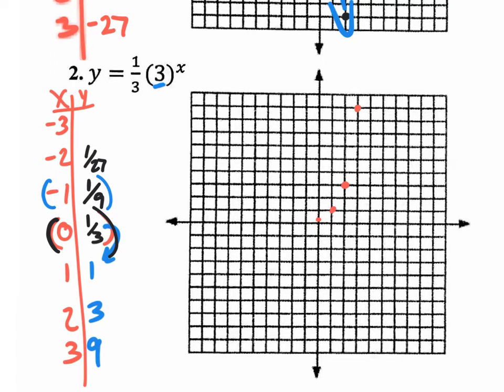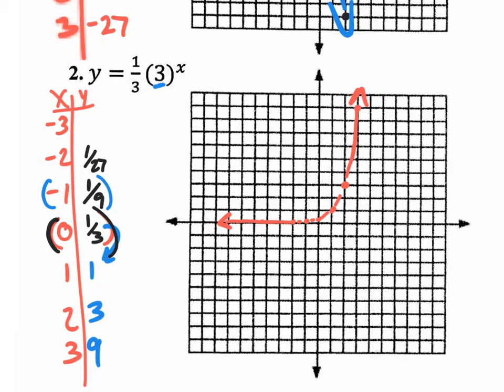So -1 and +1/9 is right there. And then -2 and +1 over 27 is right there. It looks like it's touching, even though we know it never actually touches, just infinitely approaches. So we draw the growth function.